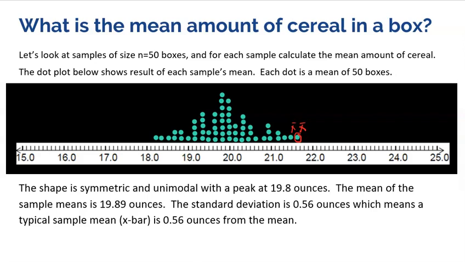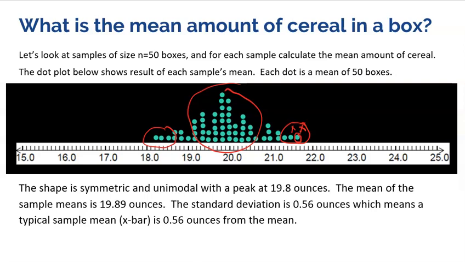We also notice a shape here. We see this nice and symmetric mound shape forming, where there were very few samples with low averages. There were very few samples with high averages. Most boxes had an average somewhere between 19.5 and 20.5. That's where most samples of 50 boxes came, right?